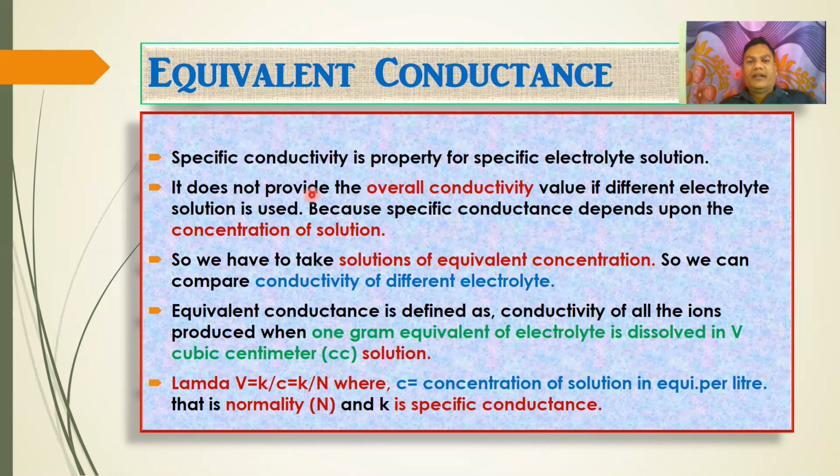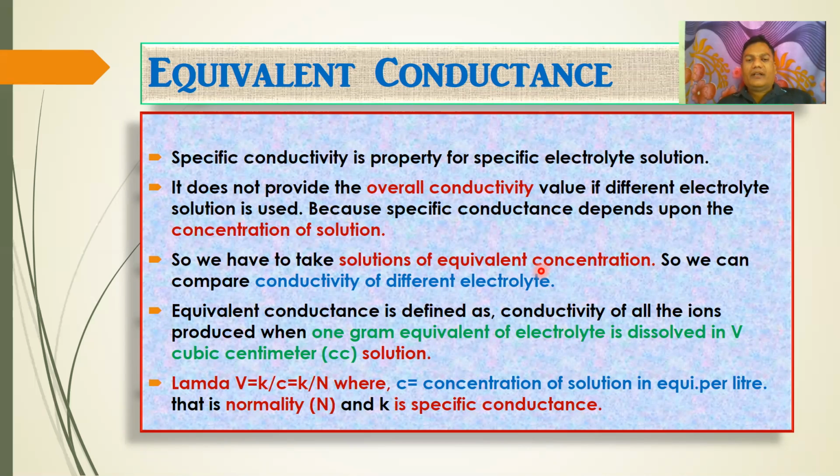It does not provide the overall conductivity value if different electrolyte solution is used, because specific conductance depends upon the concentration of solution. कारण 1 cm क्यूब सोल्युशन असेल तर त्याचा जो कंडक्टन्स आहे तो म्हणजे स्पेसिफिक कंडक्टन्स. तर अशा वेळेस आपण यूज करतो की दिस इज द स्पेसिफिक वन. So it depends upon the concentration of solution. But now we have to take solution of equivalent concentrations for the determination of overall conductivity of the solution.